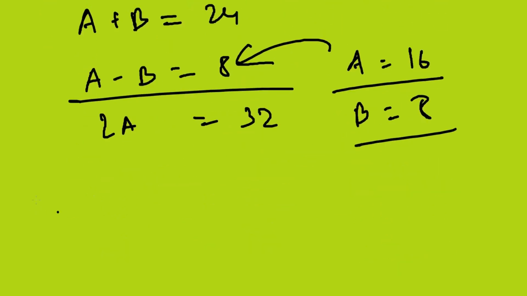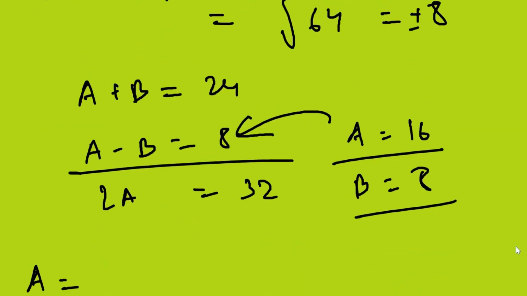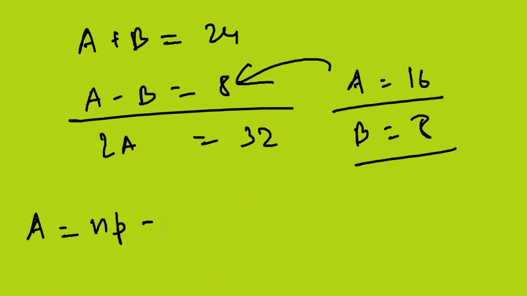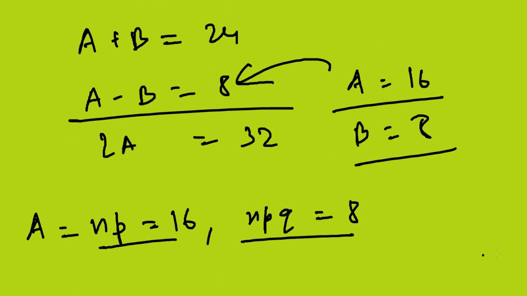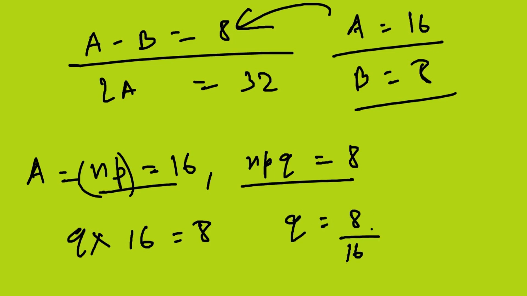Now remember that a is nothing but this first term, which is np. So np equals 16, and npq equals 8. So I know np, I know npq. So what I can do? I can find the value of q. So q into this np, which is 16, equals 8. So q equals 8 by 16, which equals half. So q is half.